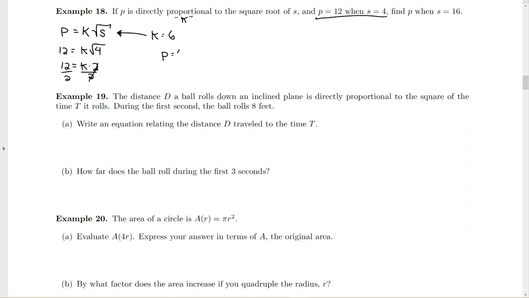P equals 6 square root of s. Then I use that equation to answer this last part here. Find p when s is 16. So p equals 6 square root of 16. And then you can either type it into your calculator or do it in your head, however, but the square root of 16 is 4, times 6, 24.